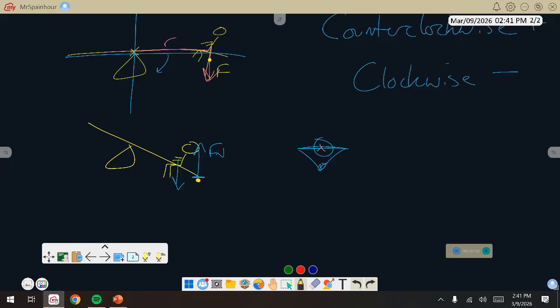So, humor me real quick. What would you do to cause Spainhour to rotate and torque? Does anybody want to provide an example? I love pushing the spin. So, whichever side you want. Go ahead. Okay. Why does that cause a torque in that particular way?